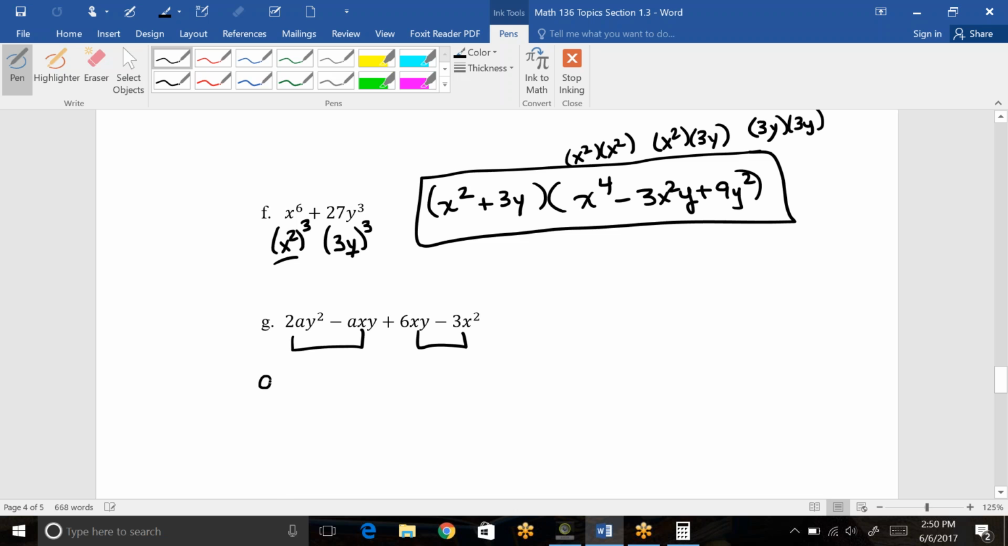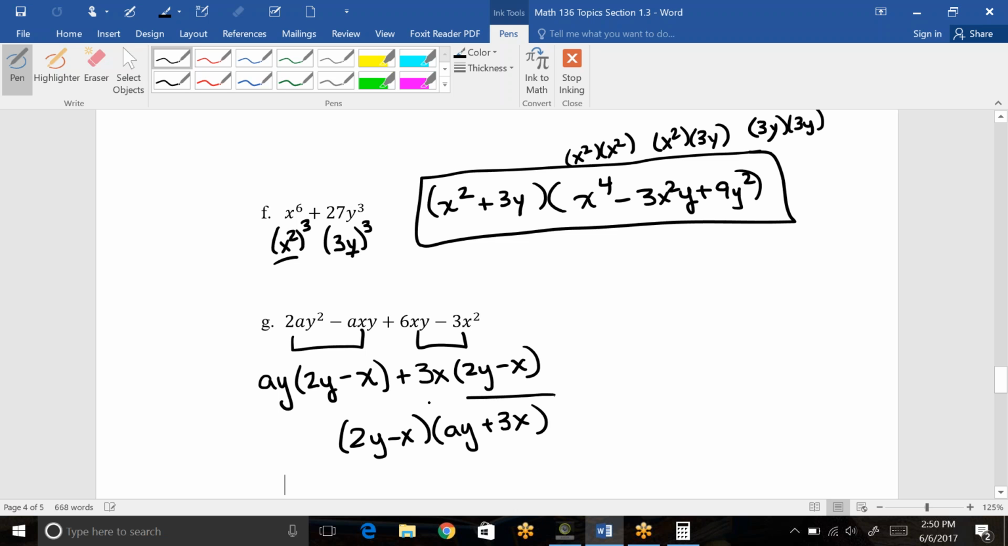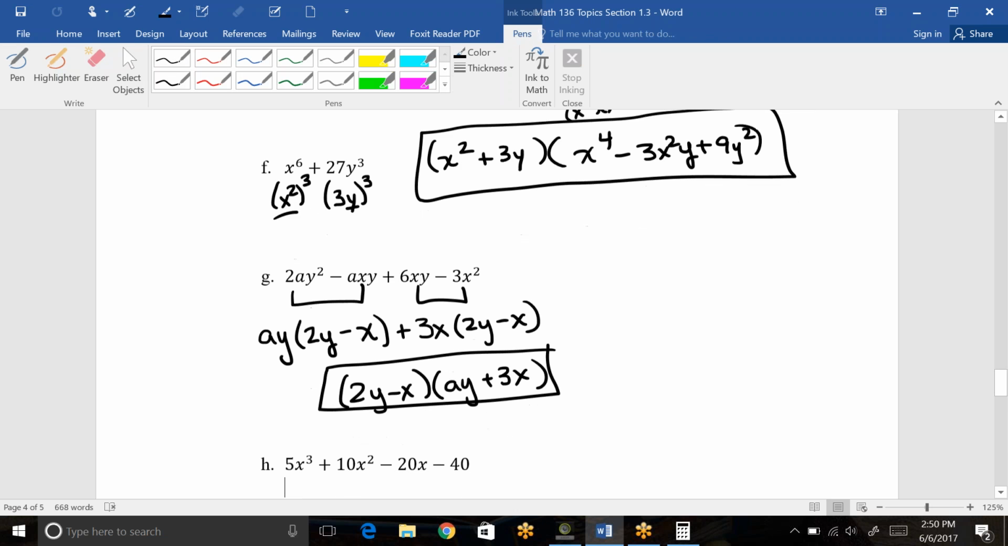I can pull an A and a Y out of the first pair. That would leave me with a 2Y minus an X. The second pair, I can pull out a positive 3 and an X. That would leave me with a 2Y and a minus X. So this one definitely factors into 2Y minus X and AY plus 3X.